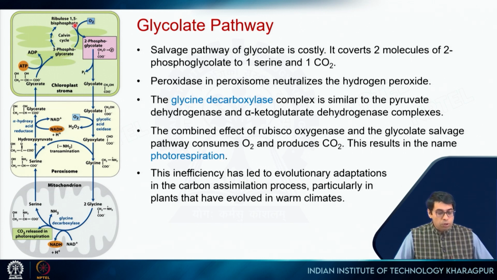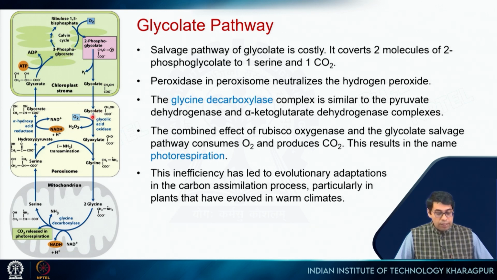Let us say Rubisco takes up oxygen instead of carbon dioxide. It fixes it with ribulose 1,5 biphosphate to produce 1 molecule of 2-phosphoglycolate, which is not the useful molecule. So, this 2-phosphoglycolate, the phosphate group is removed, okay, by phosphatase to produce glycolate. Okay. This is CH2OH and CO minus. So, this molecule now goes out from the chloroplast into peroxisome.